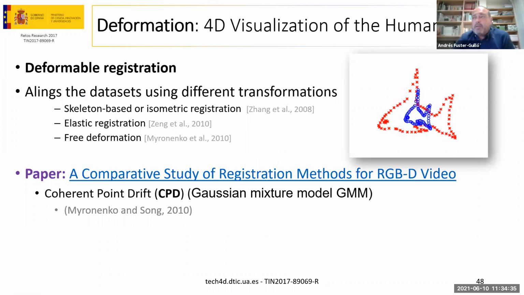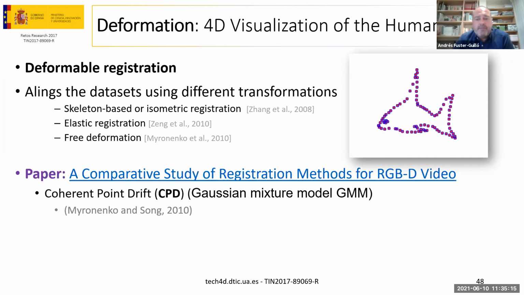Regarding deformable registration, the deformable registration is different from rigid registration. In deformable registration, we need to align the data sets using different transformations. We can find different types of deformable registration: skeleton-based isometric registration, elastic registration, free deformation registration. In our paper, a comparative study of registration methods for LGBT video, we have studied different methods for this rigid and deformable registration.